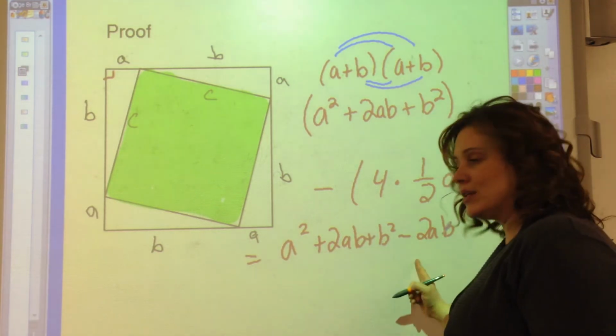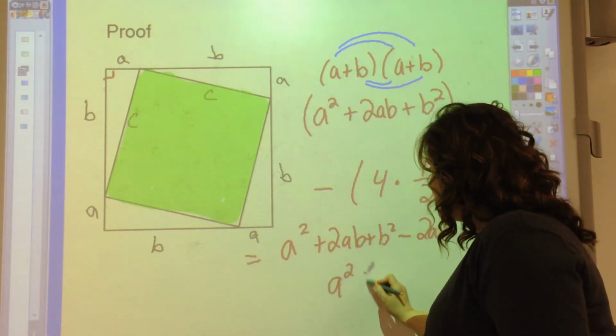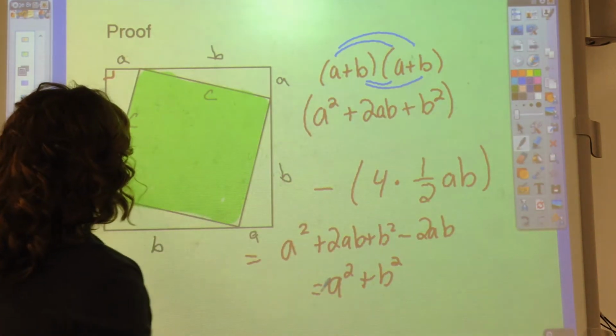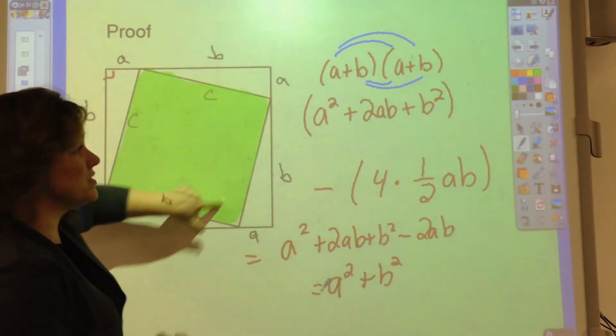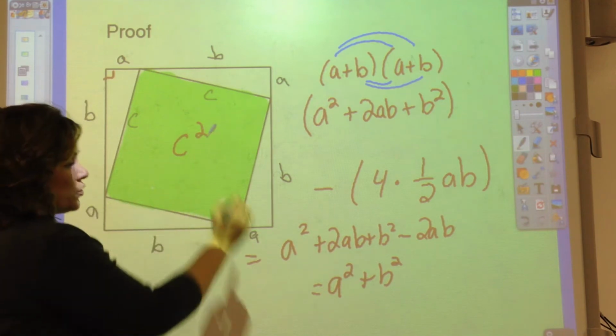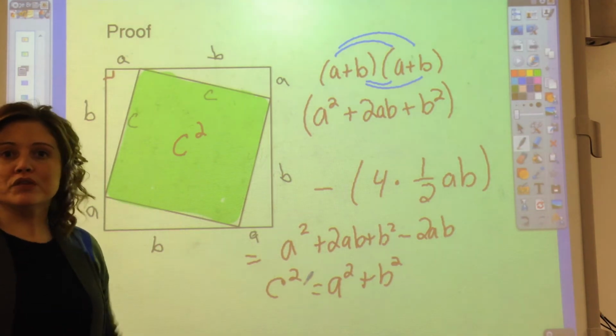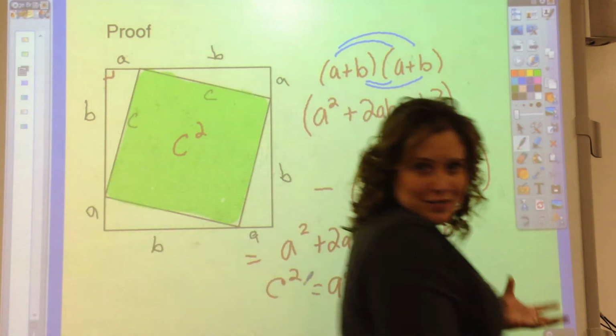Notice that these terms are going to cancel, and I'm going to get A squared plus B squared, which we all agree is the area of this square, going to be side times side. It's also C squared. And that's just an example of how this beautiful theorem works. Now let's practice utilizing it.